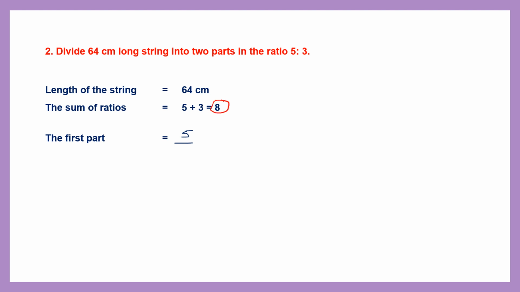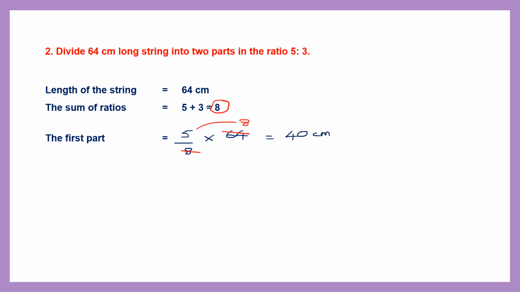I'm going to divide this by 8 and I'm going to multiply this by the length of the string, which is 64 centimeters. So let me tell you that once again. To find the length of the first part, I'm taking the first digit in the ratio and I'm going to divide it by the sum of the ratios 8 and multiply it by the length of the string. So 5 by 8 into 64. I can cancel. 8 8s are 64. Now multiply the numerators. 5 8s are 40. So the first part is 40 centimeters.